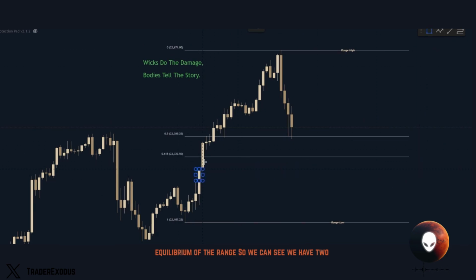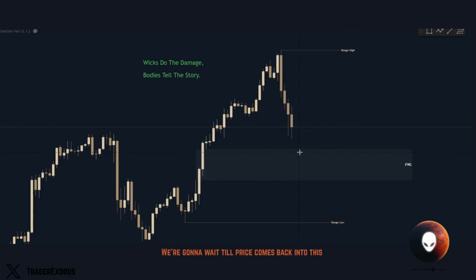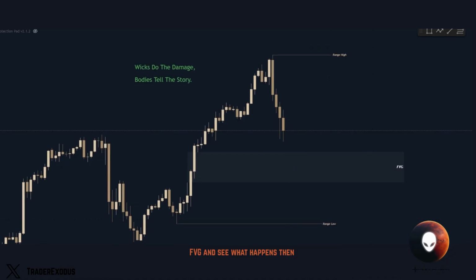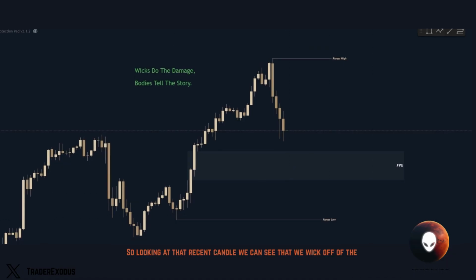So we can see we have two hourly FVGs here. This is a good place to long. We're going to wait till price comes back into this FVG and see what happens then. So looking at that recent candle, we can see that we wick off of the equilibrium point inside that PD area, and we want to see an expansion upward.